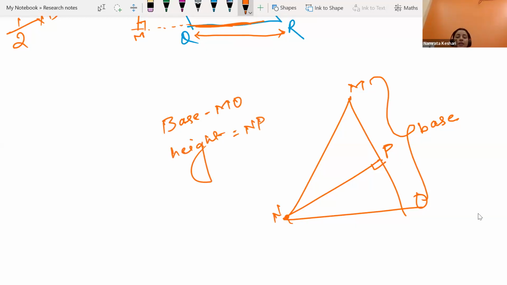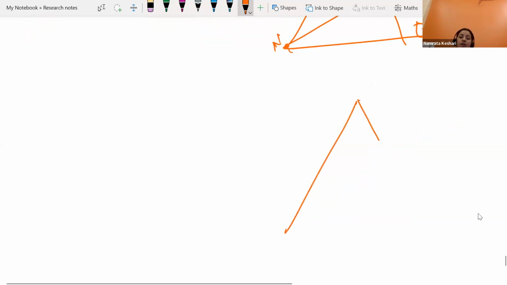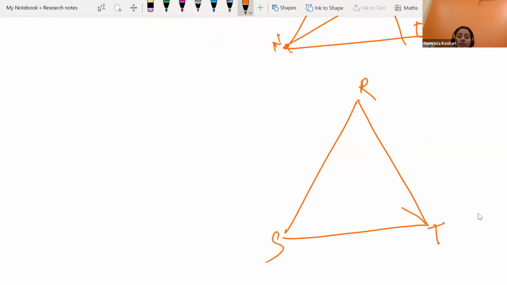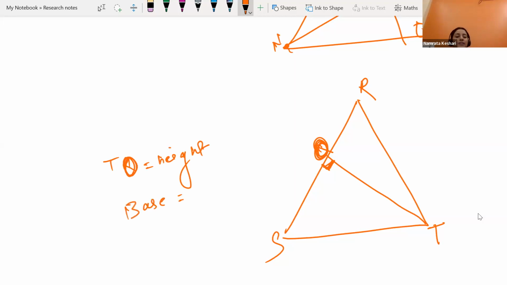Yes, ma'am. Okay, if I draw a triangle like this, let's say the name is RST, and this time I have dropped a perpendicular from T, made a height. Let's call it TO. TO is the height. Now again, if I ask which side is the base here? RS. RS. The side on which we drop the perpendicular, we call that side the base.